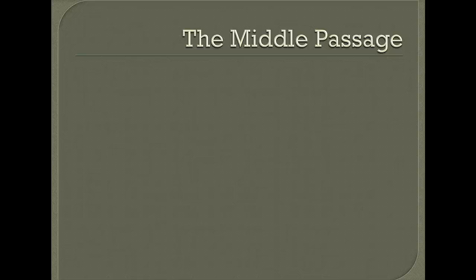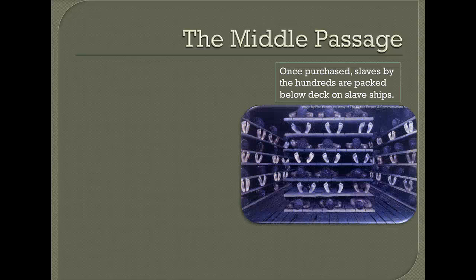The Middle Passage. So a little more about the Middle Passage. Once slaves were purchased by Europeans, they're packed like any other good below deck on slave ships. And this illustration shows it. They are packed in tight. It's dark. Sanitary conditions are terrible.